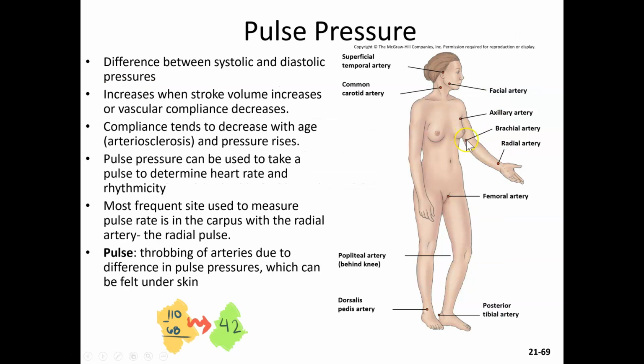Other areas we can take a pulse is the brachial artery, and this would be the medial side of your arm. You can also take the axillary artery pulse. You can use your facial artery, the superficial temporal artery, the common carotid artery is another very popular area to take the pulse, or the femoral artery, which you already know you can find in your femoral triangle. We can use the popliteal artery behind the knee, the dorsalis pedis artery, that would be anterior to our ankle, and the posterior tibial artery that you would find just posterior to that medial malleolus.